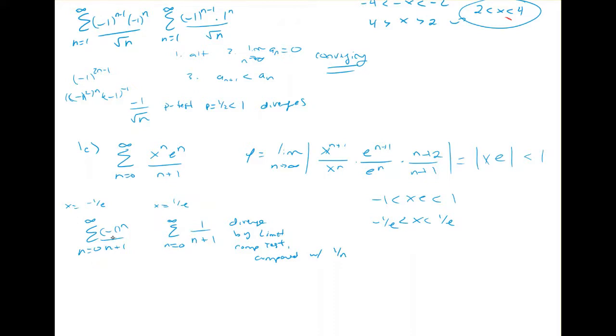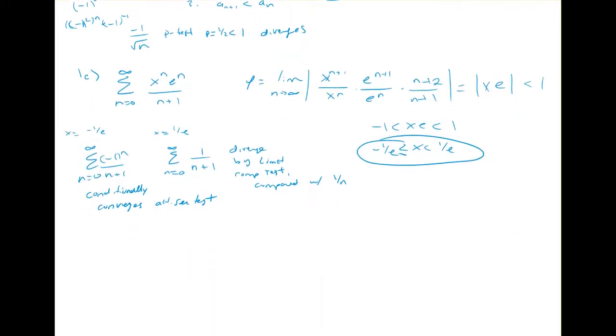Well, 1, it's alternating. 2, the series does approach 0 as n gets really, really large. And 3, every time you add another n, the fraction 1 over n plus 1 gets smaller and smaller. So this conditionally converges by the alternating series test. And therefore, we have a little equal sign there. We're going to move on to the last one.